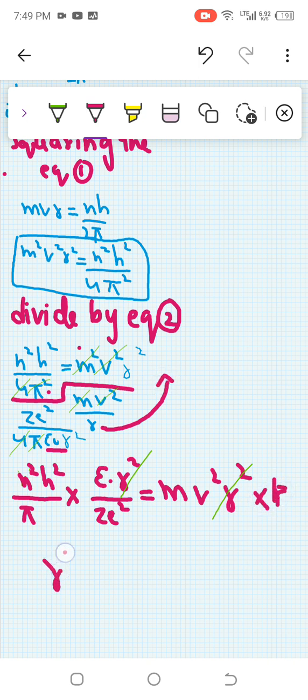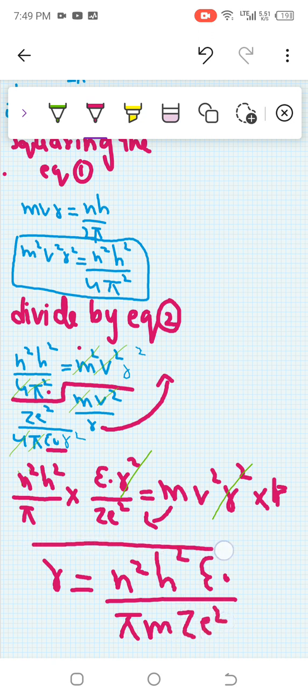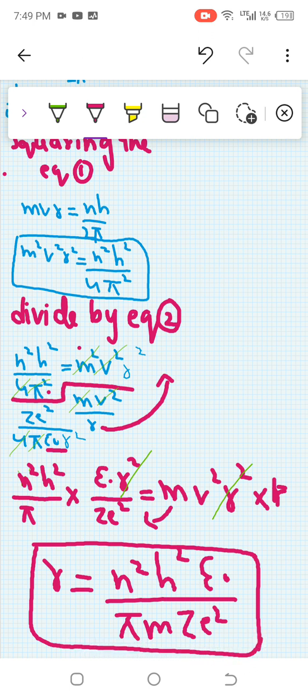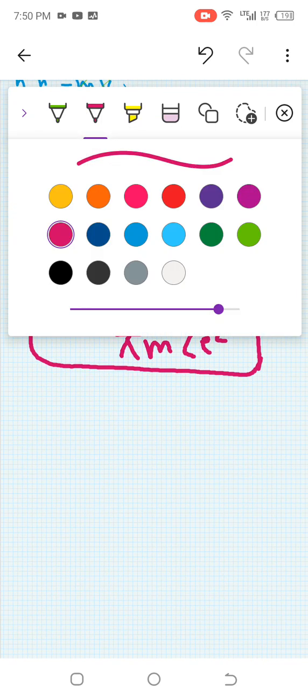So r is equal to n square h square epsilon over pi m Z e square. This is the formula of the radius of an electron revolving around its circular orbit. So this is the whole method. Now I'm going to tell you about the shortcut.